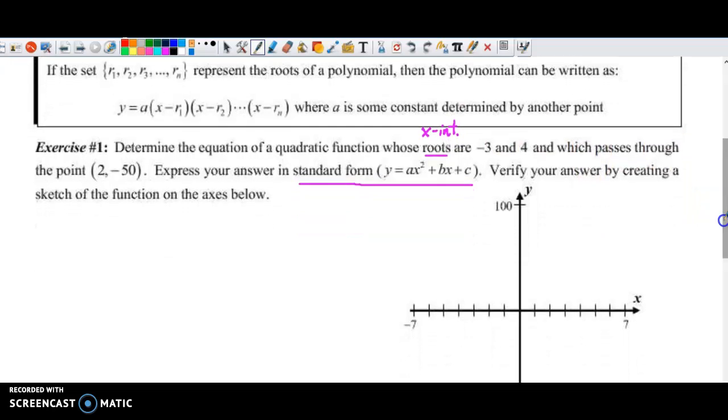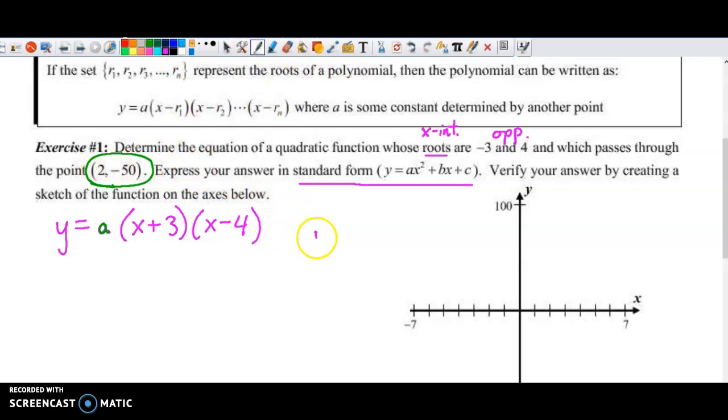And reminder that when we wrote factored form, we had the opposite, x plus 3, x minus 4. So it's the opposite of those two roots. Now the thing, and I'm going to worry about this in a little bit, is that my a value is dependent on this last thing. So I'm ignoring that for right now, and what I need to do is FOIL or distribute.